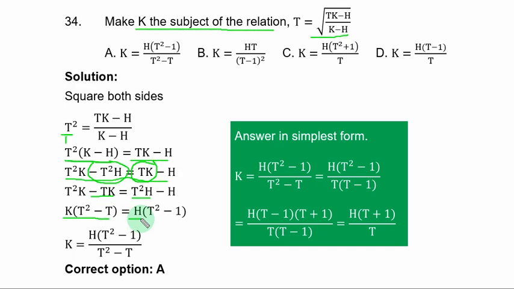You can factor out H as well. So you have H bracket open, T squared minus 1 bracket close. To get K, divide both sides by T squared minus T. So you have it in this form. If you check the options, option A is correct. Assuming this stage of answer is not there, you have to continue to simplify, applying difference of two squares, factorizing, and you have this. But from the given option, you stop the calculation here.